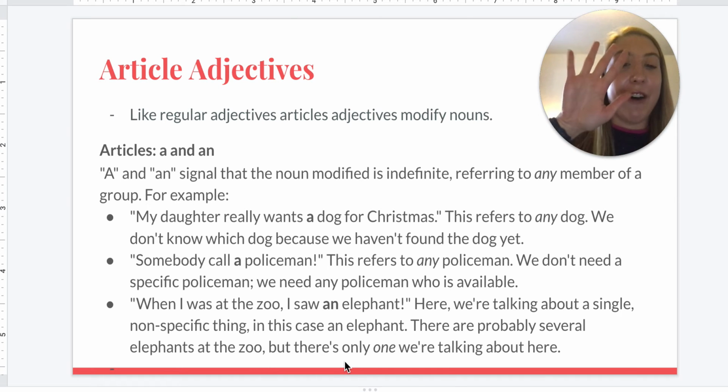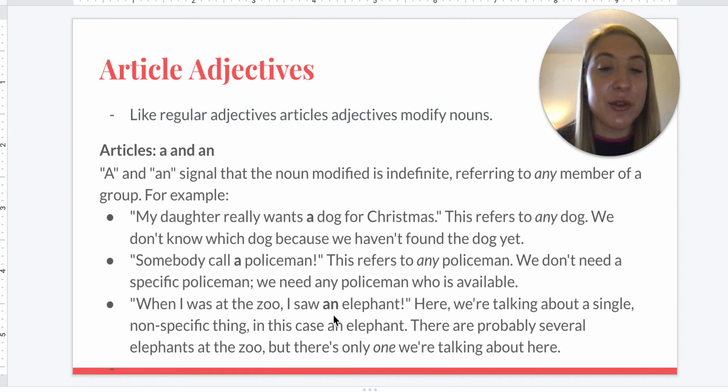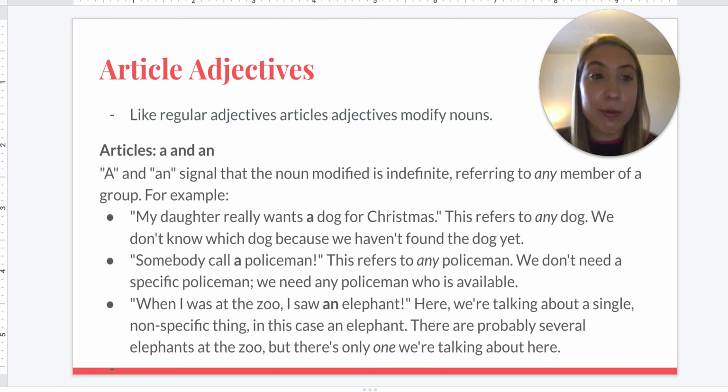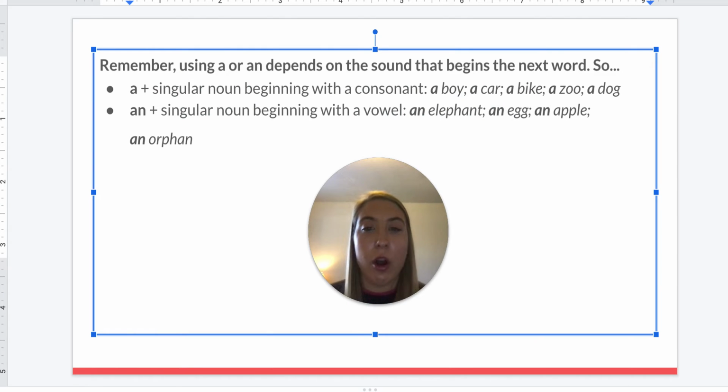So those 5, we know we have to use an. If the noun starts with a vowel, we use an. Alright, so now let's go through a few more examples. Let's remember, a, we're going to add in front of a noun if it is a singular noun that begins with a consonant that is non-specific. So, it always depends on the beginning of the next word.